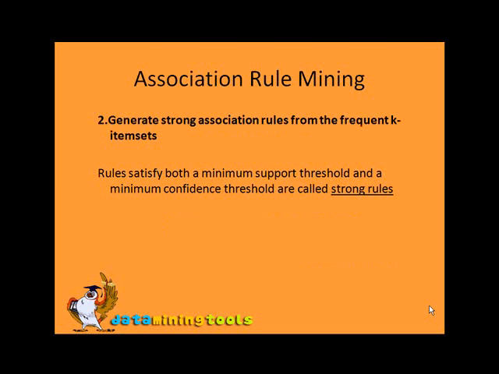To generate strong association rules from frequent k item sets, we use rules that satisfy both the minimum support threshold and the minimum confidence threshold. These rules are called strong rules.